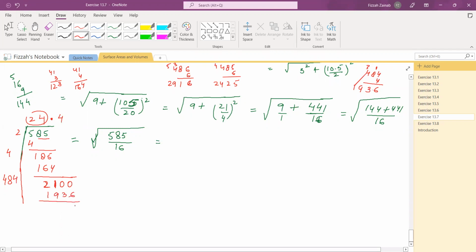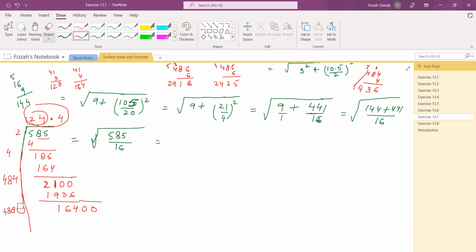So 10 minus 6 is 4, 9 minus 3 is 6, and then 10 minus 9 is 1, 164. Then again I'll put 2 zeros. And then here, again, I'll multiply this whole number by 2 and I'll write here. So 8, 8, and 4. Now I have to put something here. I'm going to put some number here. So let's see how many times this will go.